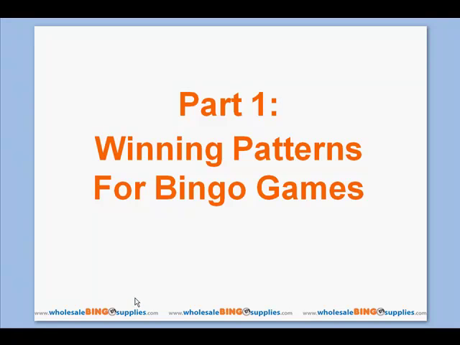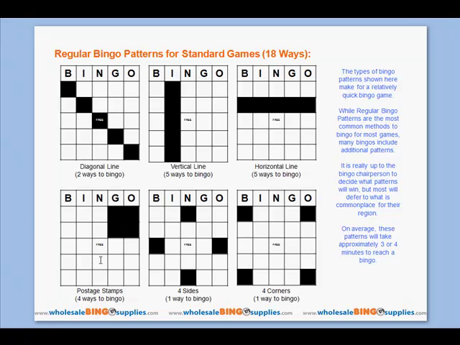Alright, so let's go over the winning patterns for bingo games. Your regular bingo patterns that are winners for your standard games are typically your straight line bingos, what we call the postage stamps, 4 sides, 4 corners, and right here we're showing 18 different ways to win. You've got your diagonal line, and that'll go both ways. It'll go both across this way and this way. You've got your vertical line, which is across every column. You've got your horizontal line, which is across every row. You've got your postage stamps. Every corner is a postage stamp. Your 4 sides, there's only one way, each middle square on each side. And then the 4 corners is only one way as well.